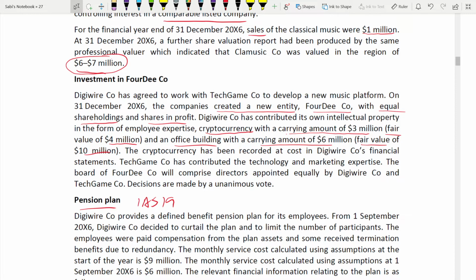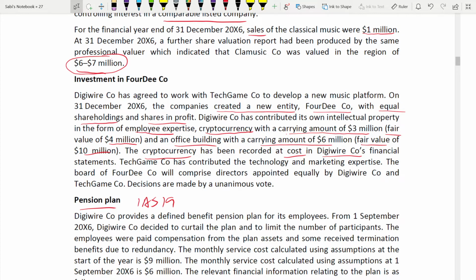So what are those intellectual properties that they have? One is employee expertise. They didn't place any value on this employee expertise. Cryptocurrency, yes. Office building, yes. Now, the cryptocurrency has been recorded at cost in Digiwire's financial statements, meaning individual financial statements. It is recorded at cost.